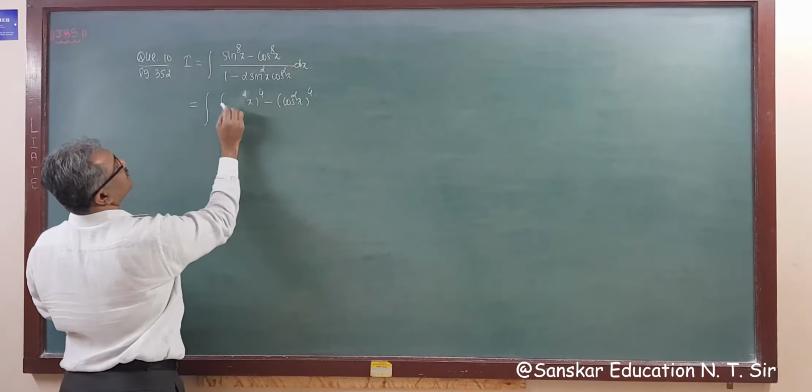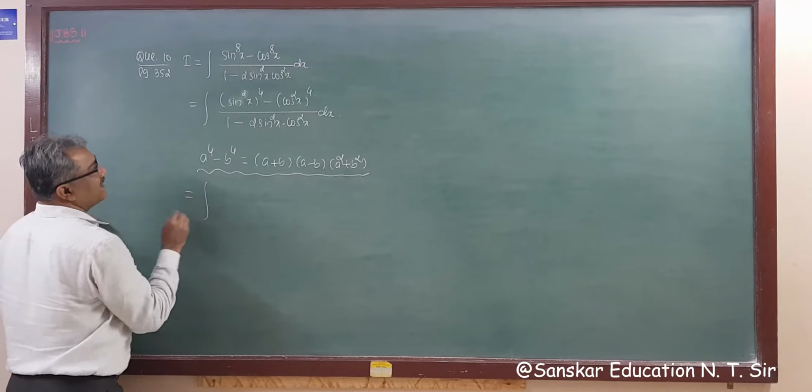Sorry. This is sine, right? The whole integral of 1 upon 1 minus 2 sin square x cos square x dx. Now you know the factors of a raised to 4 minus b raised to 4: a minus b, a plus b, and a square plus b square. These are the factors for a raised to 4 minus b raised to 4. Here a is sin square and b is cos square.